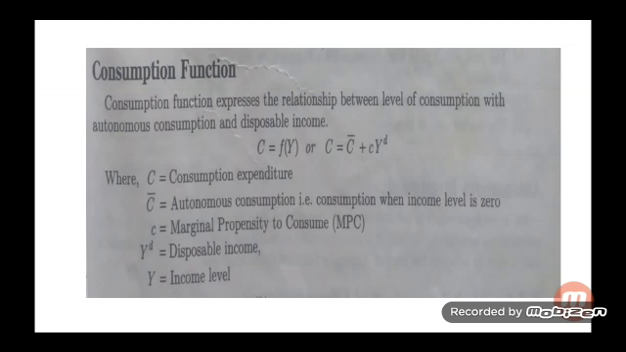मतलब आप तब भी कंज्यूम करोगे, कुछ खाओगे जब आपकी इनकम जीरो होगी. Plus small letter c is given, that is marginal propensity to consume, and Y to the power d, that is disposable income. Disposable income means the income which is left with the person after paying their taxes. I hope this equation is clear.